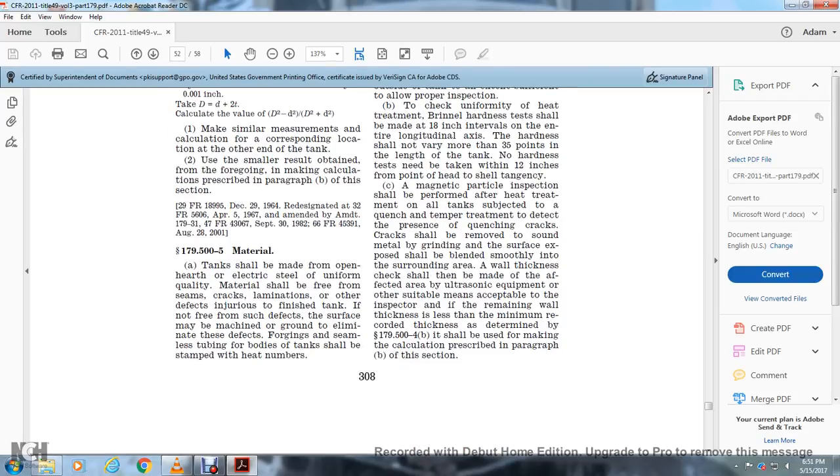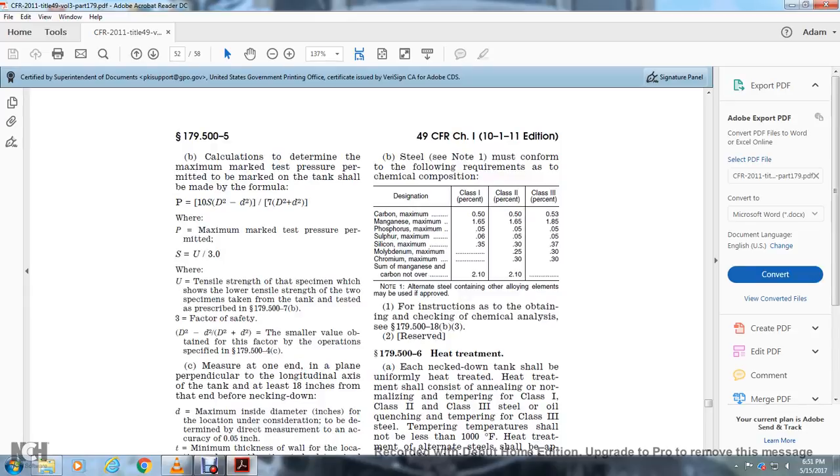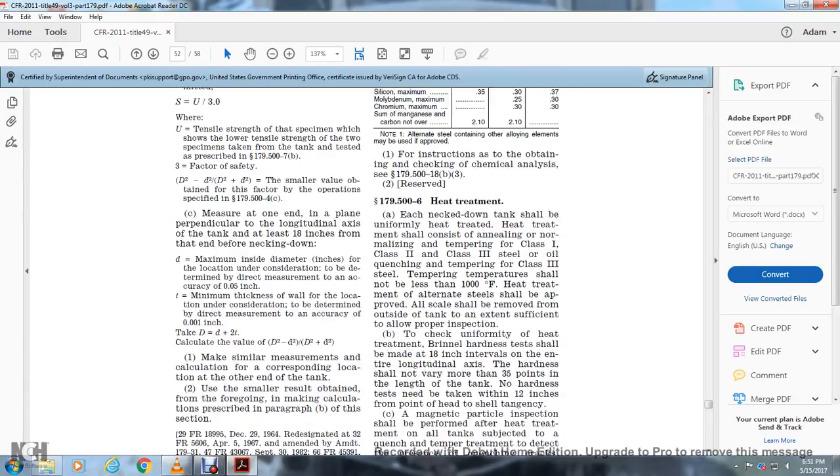179.505. The tank shall be made of open-hearth or electric steel of uniform quality. The material shall be free from seams, cracks, laminations, and other defects and injuries of the finish of the tank. Material not free of such defects on the surface may be machined or ground to eliminate these defects. The forgings and seamless tubes of the body of the tank shall be stamped with the heat numbers. The steel, note number 1, must conform to the following requirements as to chemical composition: carbon maximum, manganese maximum, phosphorus maximum, sulfur maximum, silicon maximum, and carbon plus some of the manganese, not over class 1 percent, class 2 percent, class 3 percent. For instructions on obtaining and checking the chemical analysis, see 179.518.